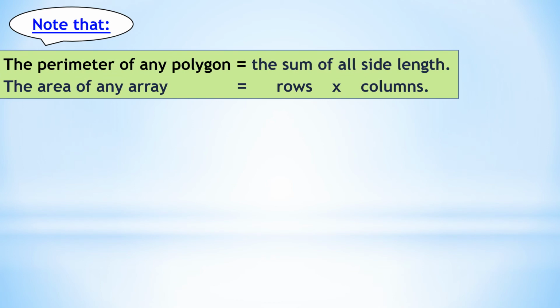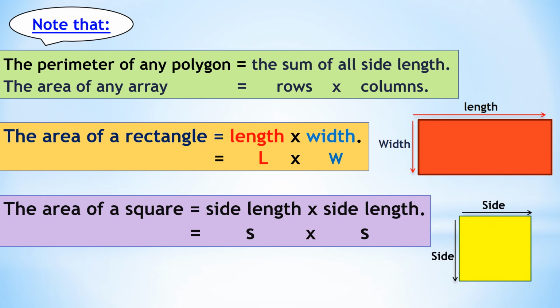Let's revise all the rules of perimeter and area. The first rule is the perimeter of any polygon: we add all sides or find the sum of all sides. And the area of any array equals rows times columns. The area of a rectangle is length times width. We said if we don't have rows and columns, we will multiply length times width.